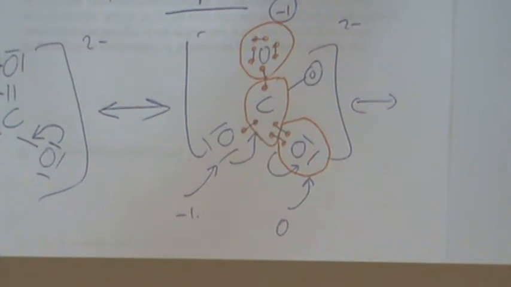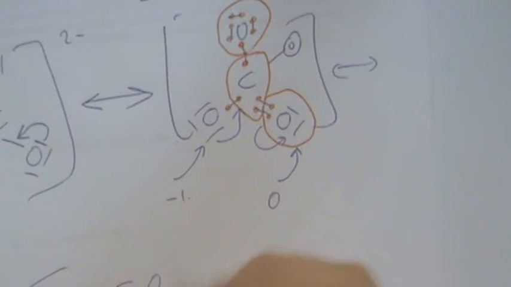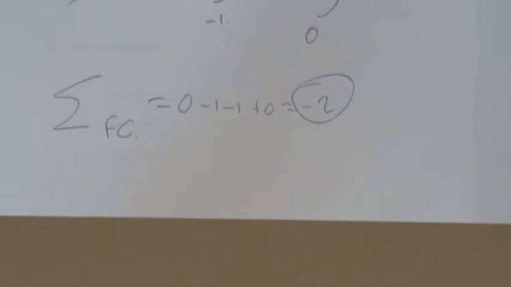And you can check if you did them right, because the sum of the formal charges of the chemical species should make the charge of the chemical species. So you have 0, carbon is 0, and then you have 2 oxygens with minus 1, and then the other one is 0, so it makes minus 2. Can you see that? Always.